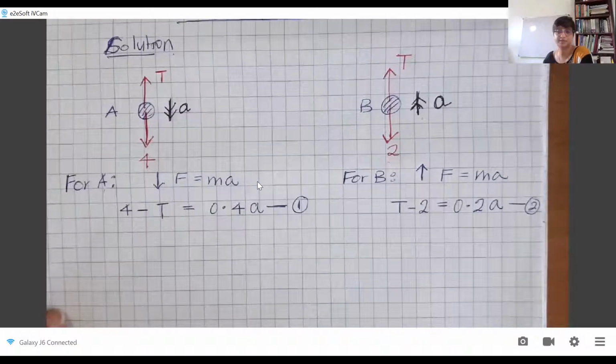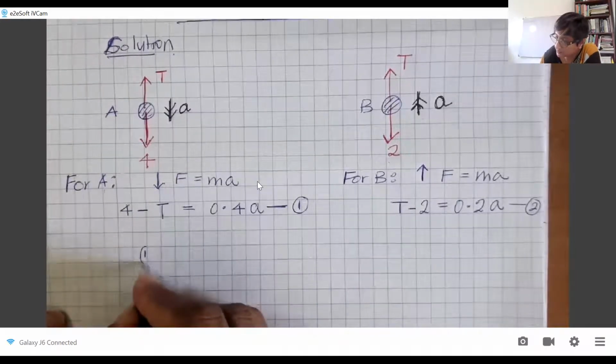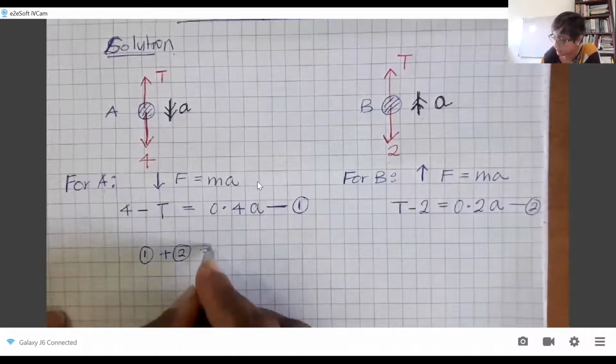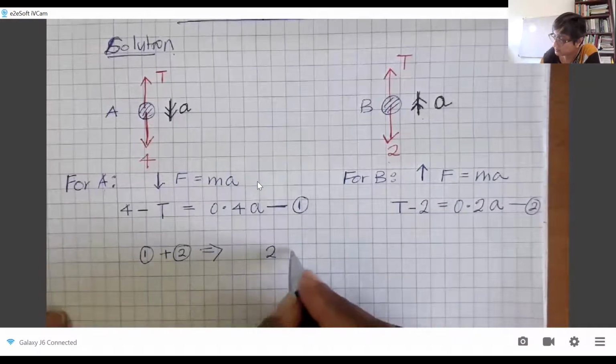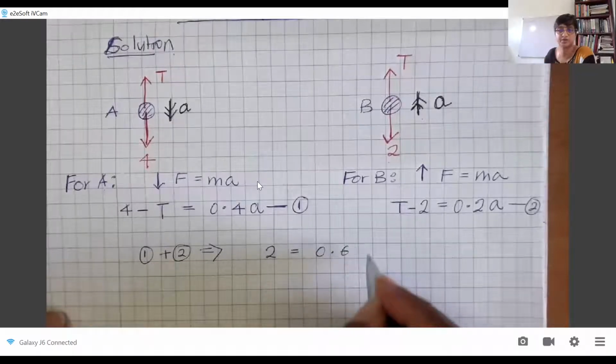Now, you simply solve these two and find A and T. Let's add. That work I will do in the middle. 1 plus 2, T gets cancelled if I add. 2 equals 0.6A. Therefore, A is equal to, how much do you get?